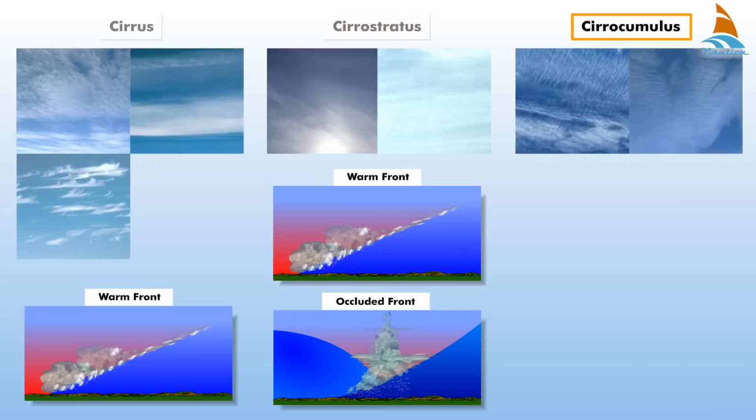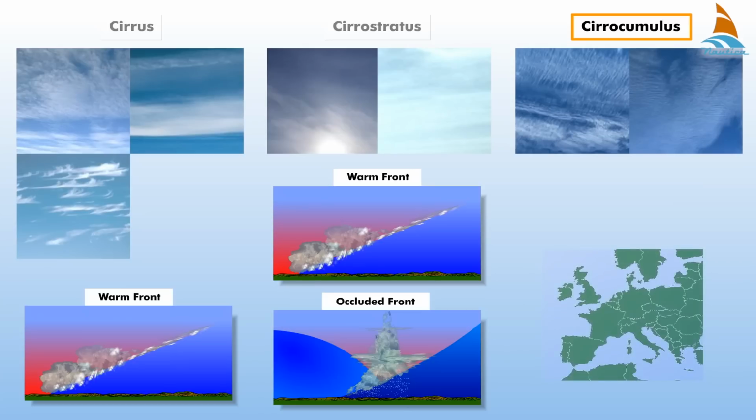Cirrocumulus are white and grainy with no shadowing clouds. Depending on the location, these clouds can foretell bad or good weather. In the British Isles, they usually indicate good weather, but in southern Europe, they can indicate bad weather.